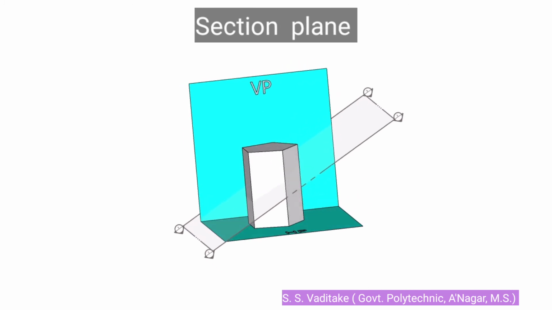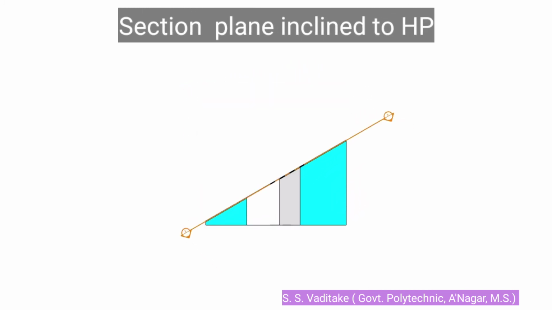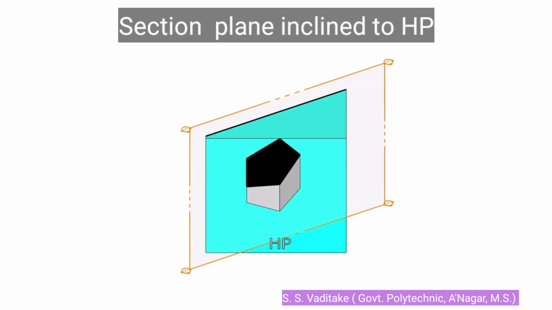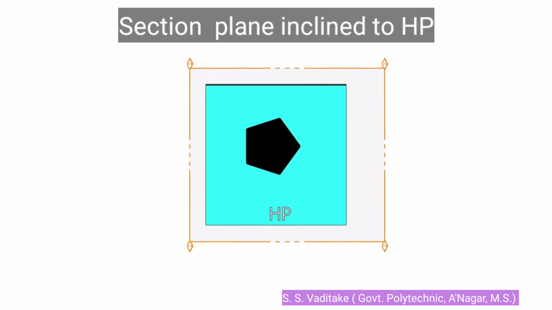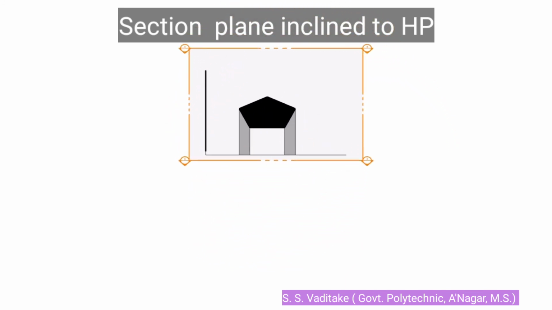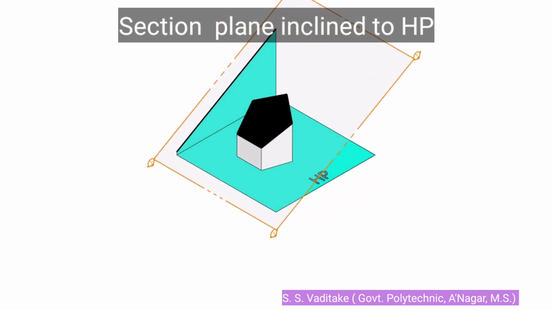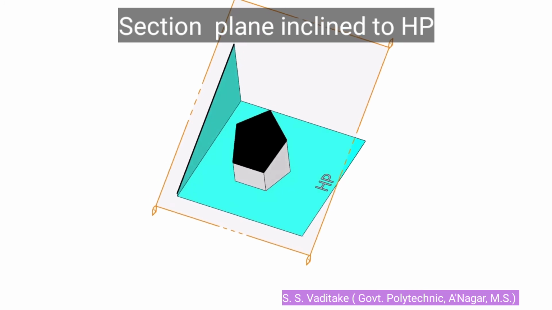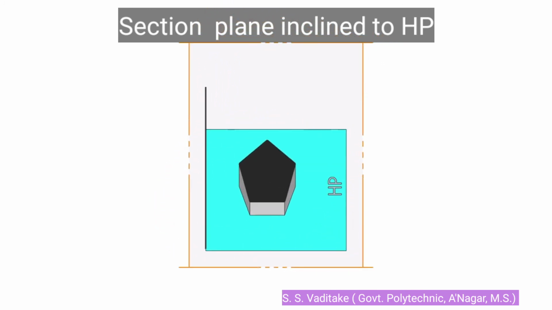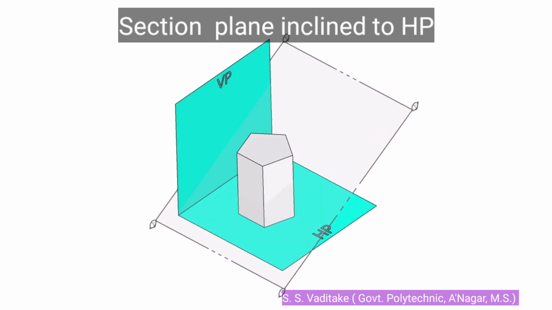Now consider the next case, that is a section plane inclined to HP at a given angle. Remove the unwanted upper portion, and this will indicate its sectional top view. This is a sectional side view. And now to draw its true shape, we have to observe at a right angle to the principal section plane.